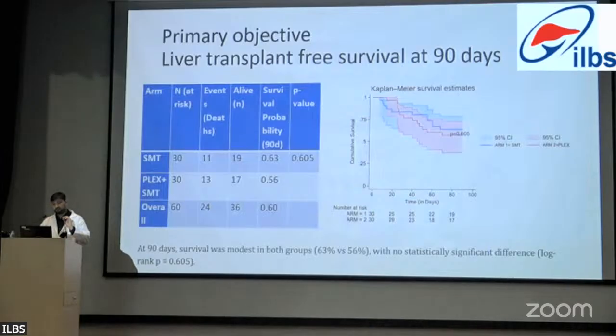In patients of plasma exchange group, 29 patients were alive at day 20. At day 40, it was 23. Day 60, alive. What is your primary objective? 90 days. Yes, sir. But where is the 90 days? Because you gave 20 and 40. How many are alive at 90 days? Sir, alive at 90 days in plasma exchange group was 17, and in SMT group, it was 19, sir. Okay.